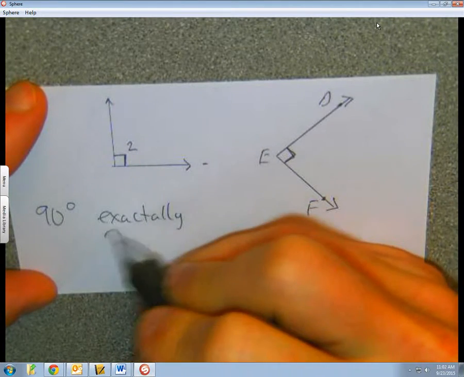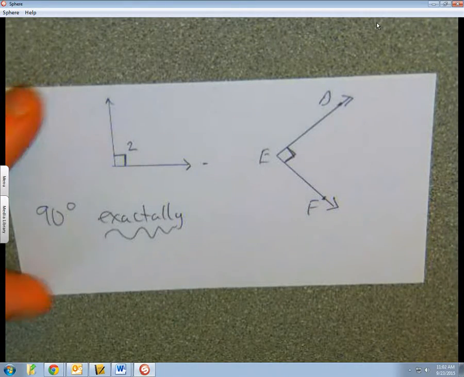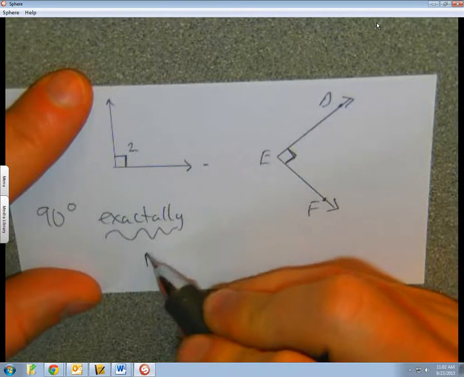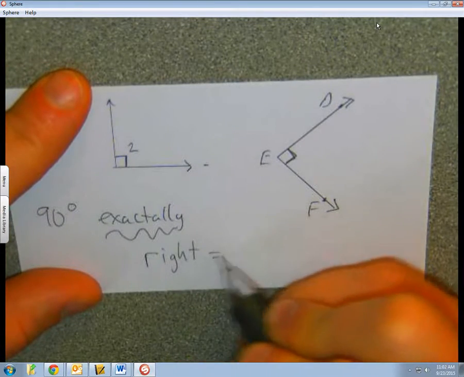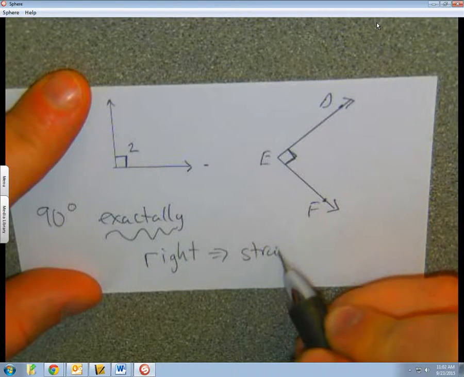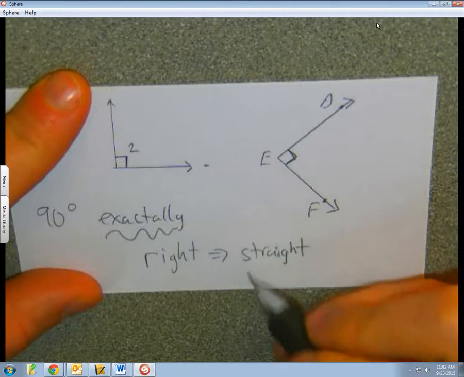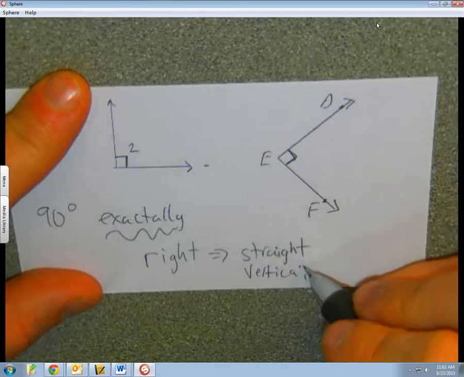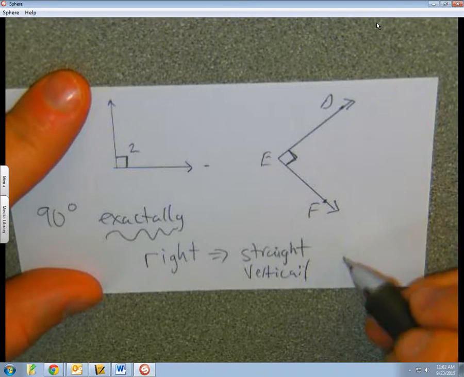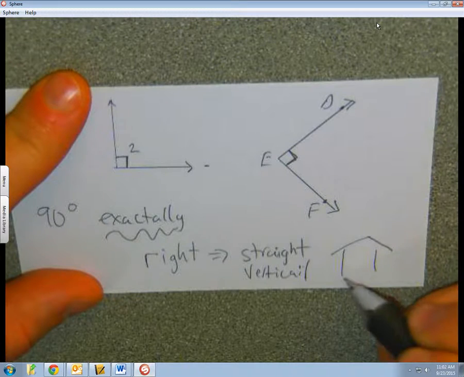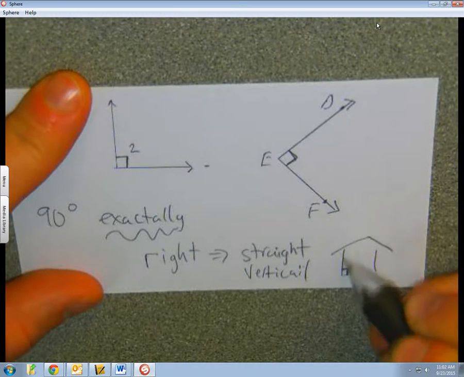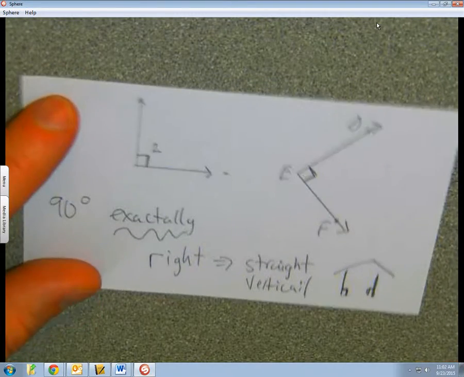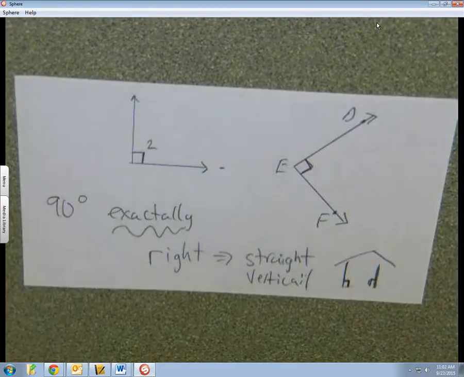It might be spelled wrong, so I would right click on that in Word to make sure it wasn't. 90 degrees exactly, and it is right because it is straight vertical. So it is the right construction to use when you're building a house. You use right angles for the studs and walls when you frame stuff in, or else you get a crooked house, which is no good. That's right.